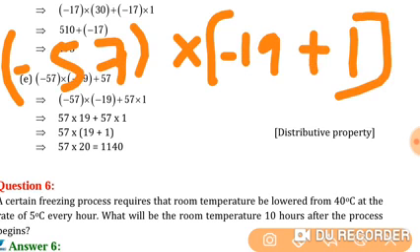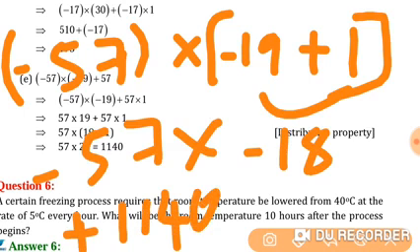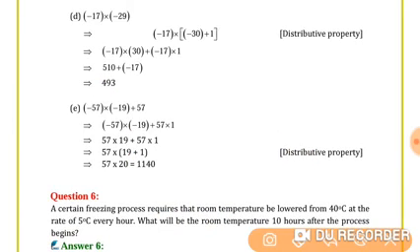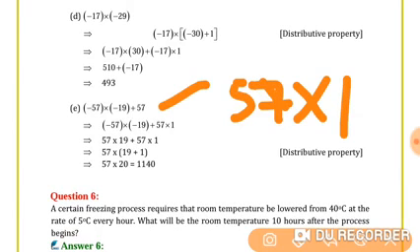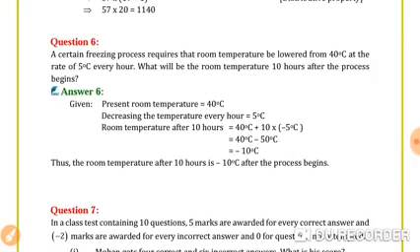So now we can solve it. Solve the bracket: minus 19 plus 1 is minus 18. Minus into minus is plus. So 57 into 18 is 1140. See, here 57 you may write as 57 into 1. That's all, only the thing is like that. You can conclude by the distributive property. Then go for the sixth question.